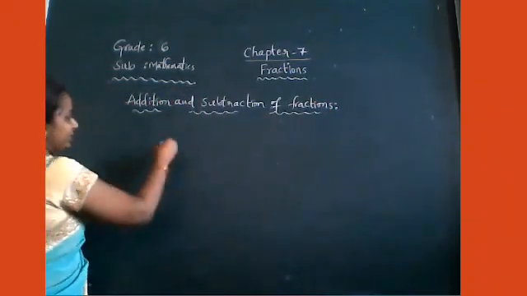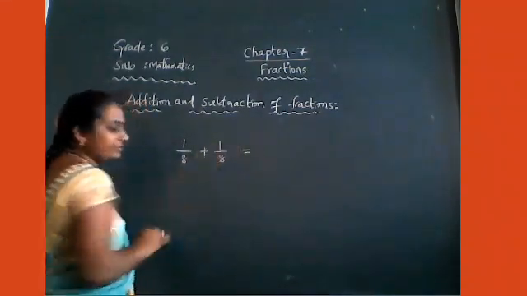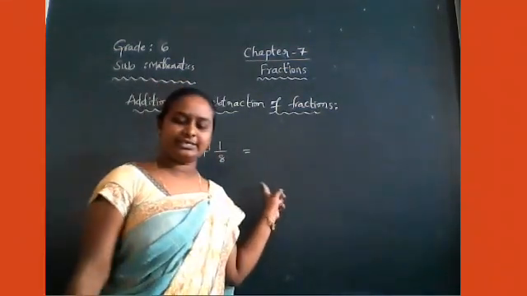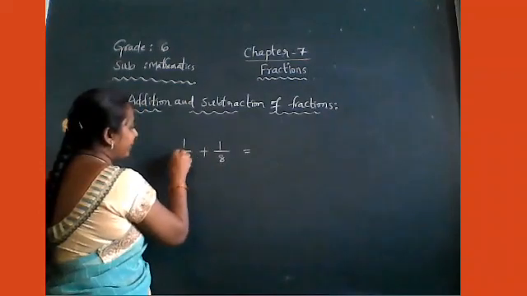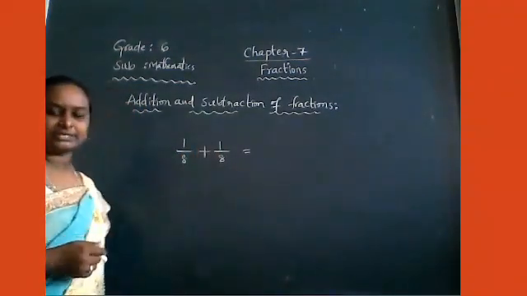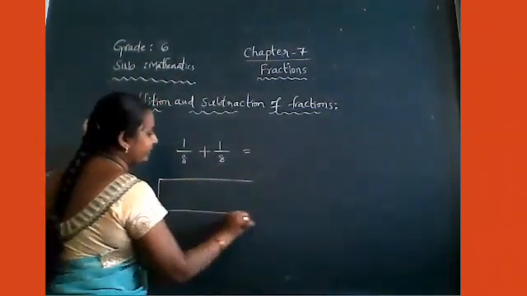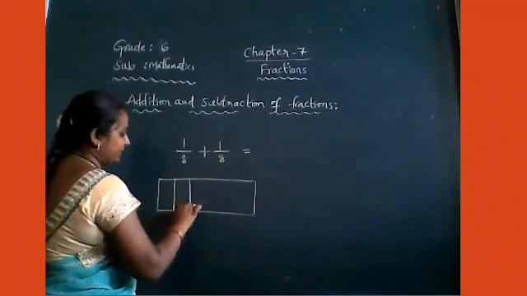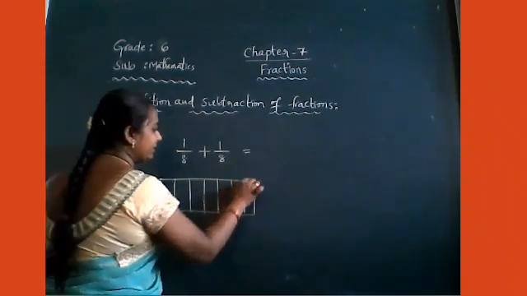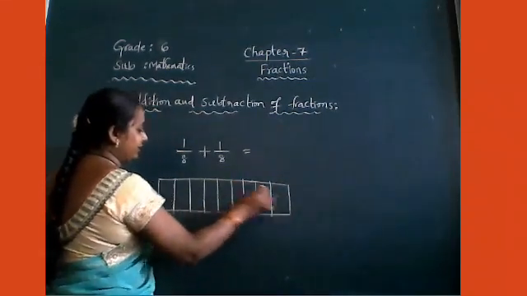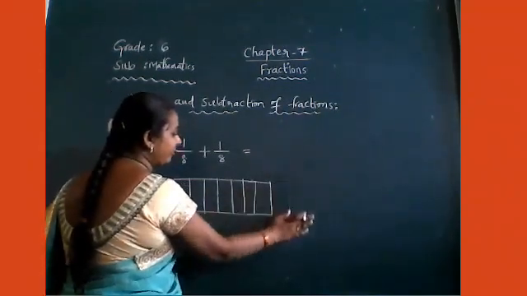Right. Okay. So suppose 1 by 8 plus 1 by 8, it is equal to which fraction? Look here first, 1 by 8. So 1 by 8, how to represent this in the form of a pictorial representation? First we have to divide the figure into 8 equal parts. 1, 2, 3, 4, 5, 6, 7, 8. Okay, so it is the 1 by 8 fraction.